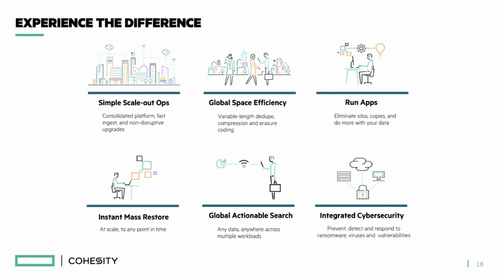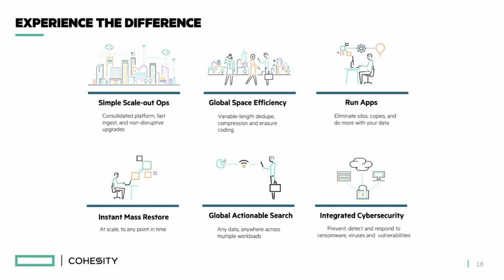So what's the main difference of the Cohesity software? This is what we would say differentiates us from other solutions out there. It's simple scale-out operations without the need for forklift upgrades, which are so characteristic of legacy solutions out there. So there's fast ingest and non-disruptive upgrades in case you want to add scale. Our global space efficiency is best in class, industry leading, thanks to the variable length dedupe, compression and erasure coding. And all of this is possible because of the distributed file system that is unique to Cohesity, proprietary.